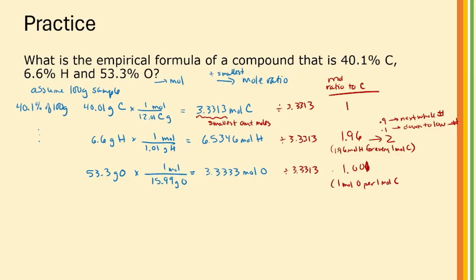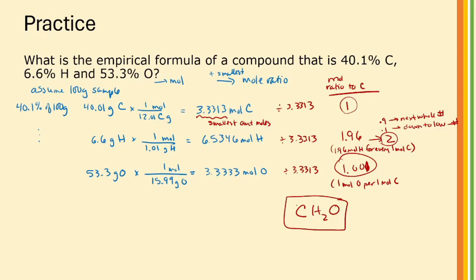Now that I have whole numbers, I can say this would be 1 carbon, 2 hydrogens, and 1 oxygen. 1 to 2 to 1. Where you can make mistakes is if this is not ending in 0.9 or 0.1 or 0.0, you cannot round it up or down. In those cases, I have to try doubling all of them, then tripling all of them, then quadrupling all of them until all three are whole numbers. So this is now CH2O.